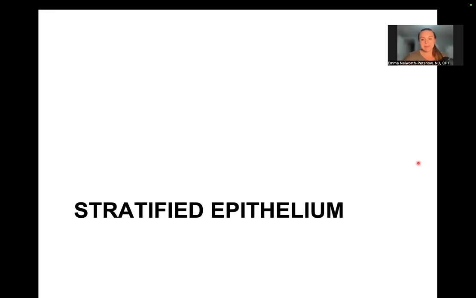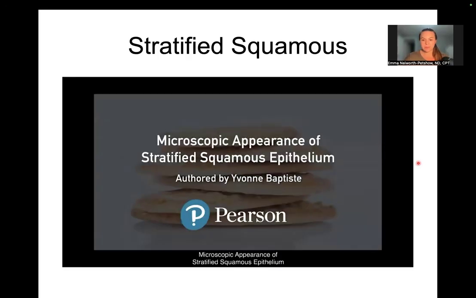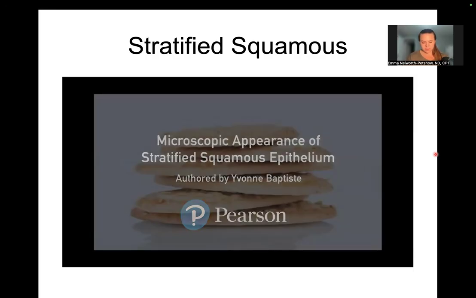Stratified epithelium has multiple layers, and so we will look at two types. We're going to first look at stratified squamous epithelium. You can have stratified cuboidal and columnar epithelium, but it's much more rare. Microscopic appearance of stratified squamous epithelium.